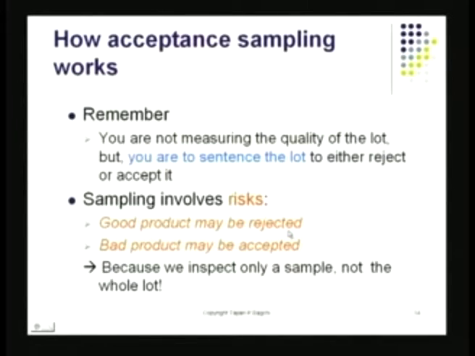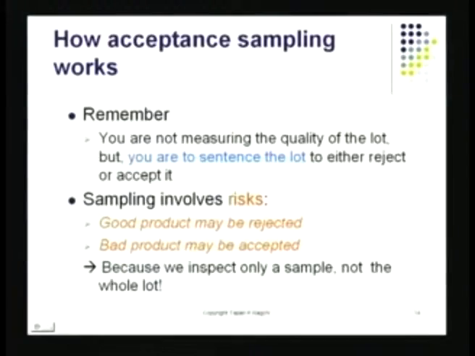A good lot may be rejected, which is still only at the AQL level of defects, and a bad lot, generally near the RQL level, may be accepted. These two risks are there because I'm not doing 100% inspection. I'm banking on the items that have come in the sample. On the basis of the quality of the sample that I pick from that big lot, I'm deciding the fate of that big lot, either to accept it or to reject it.